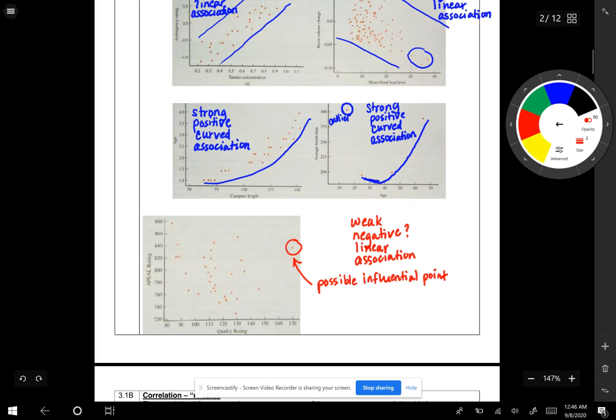So just to recap, section 3.1a was interpreting scatter plots, describing them accurately, and just knowing the direction, the form, the strength, and whether there are outliers present in a scatter plot.